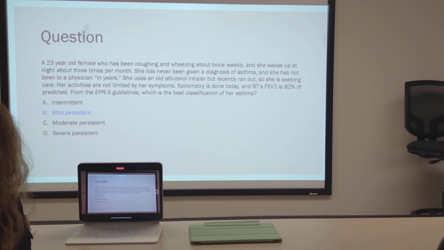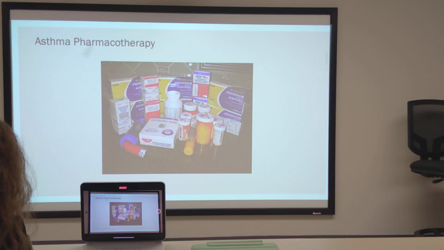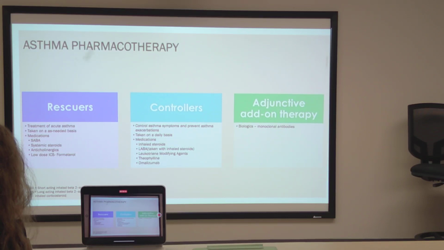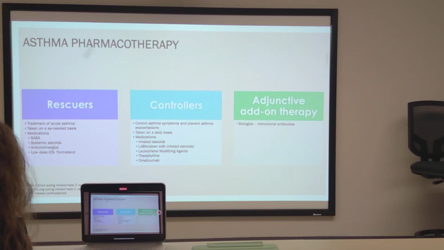All right, now going into pharmacotherapy. This is our bread and butter, right? Like all of us became pharmacists or wanted to become pharmacists or went to pharmacy school. So asthma pharmacotherapy, we usually break them up into like 3 main categories. We have our rescuers, our controllers, and then our adjunct add-on therapies.